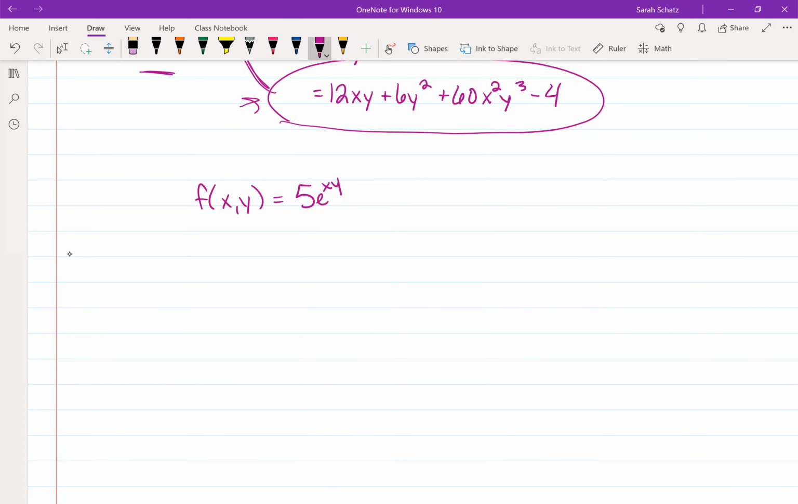So let's start with fx because we usually do. So fx, with respect to x, I bring this 5 down. Remember the e to the xy also comes down as is, and then I do the chain rule. The chain rule, the derivative of xy with respect to x is just the coefficient, which is y. So fx equals 5y e to the xy.